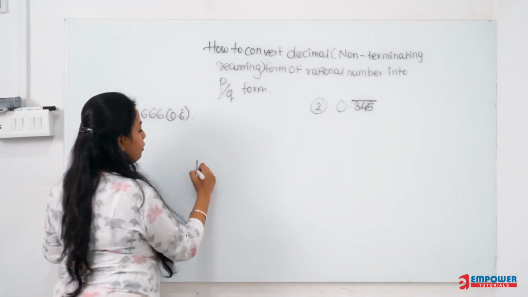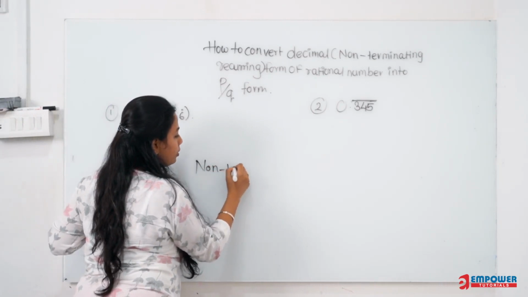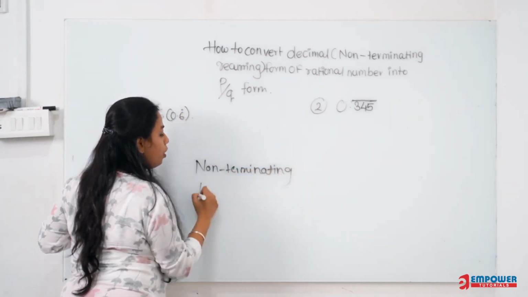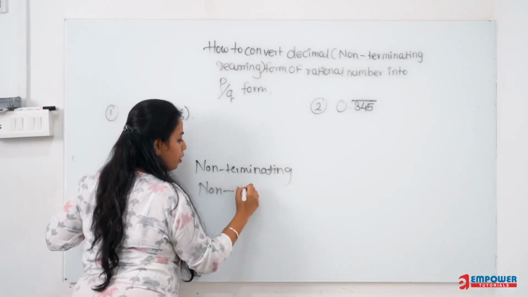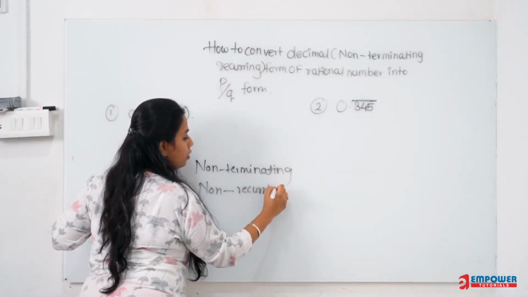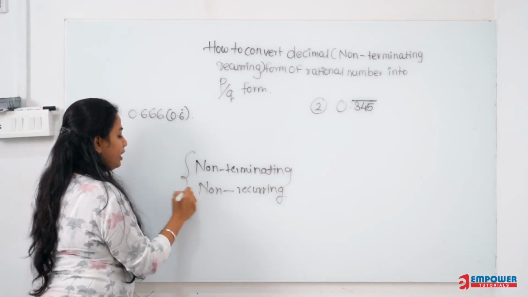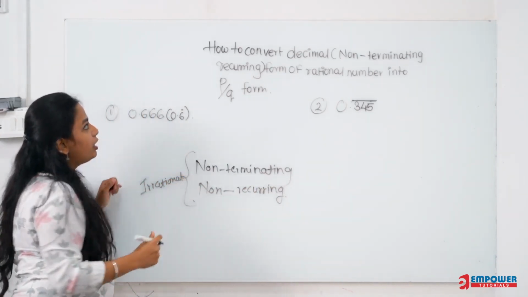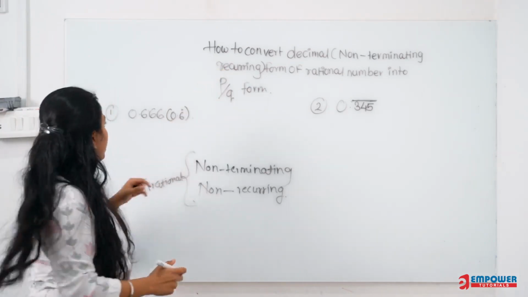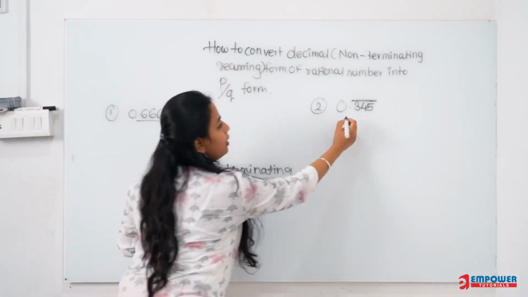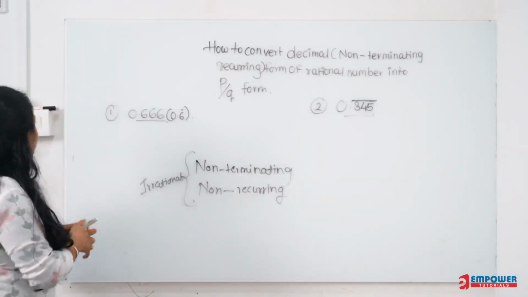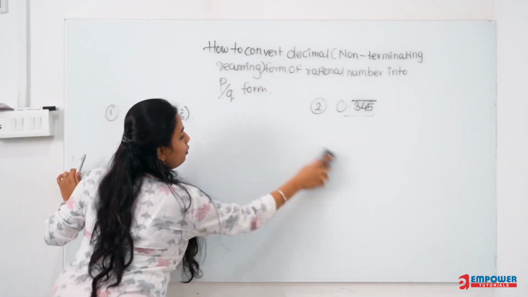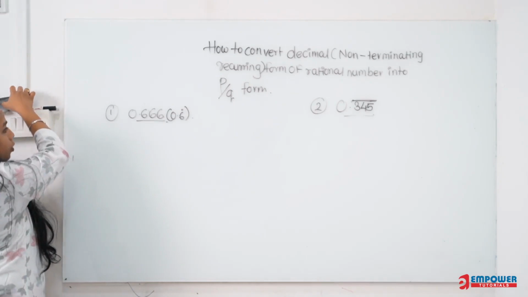You also have non-terminating and non-recurring form, and you call it an irrational number. So remember, rational numbers are recurring forms. So that's why we are getting a pattern like this.